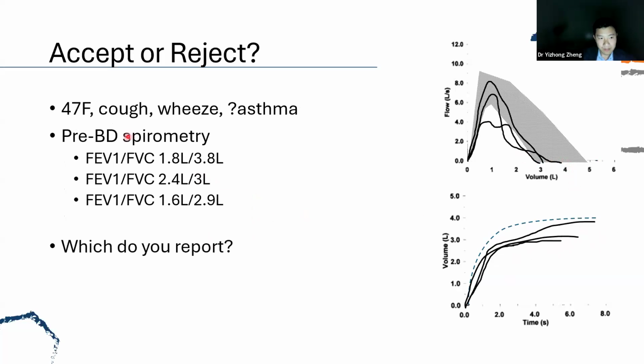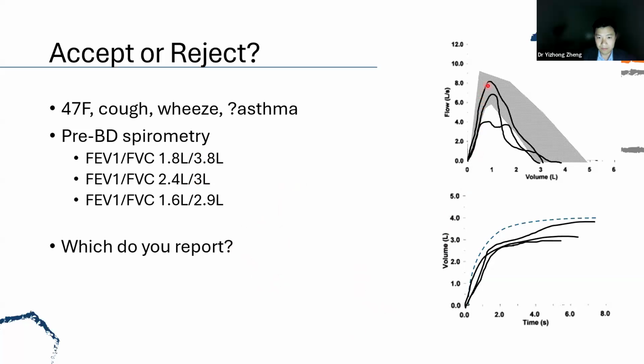And then a 47-year-old female, cough, wheeze, query asthma. This is their pre-bronchodilator spirometry. Is this demonstrating variability? So FEV1, so the first reading, 1.8 over 3.8, 2.4 over 3 litres, 1.6 over 2.9 litres. Do you accept these results, and how would you report which FEV1 and which FVC would you use?